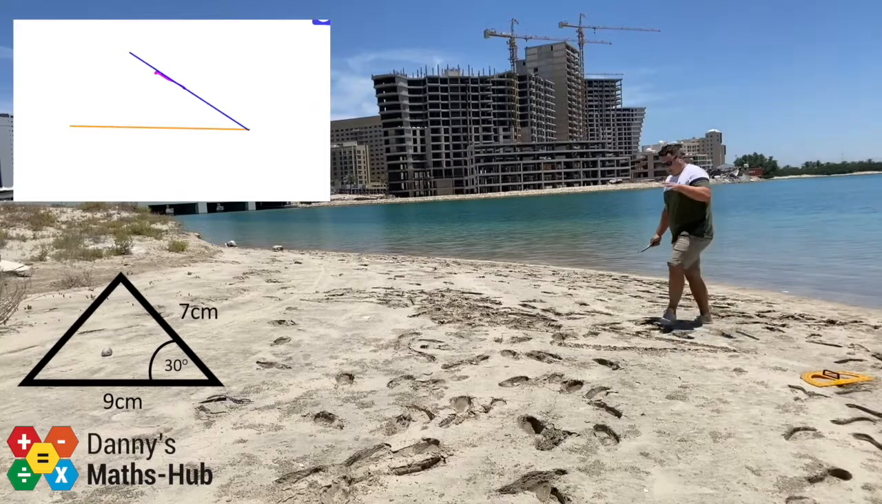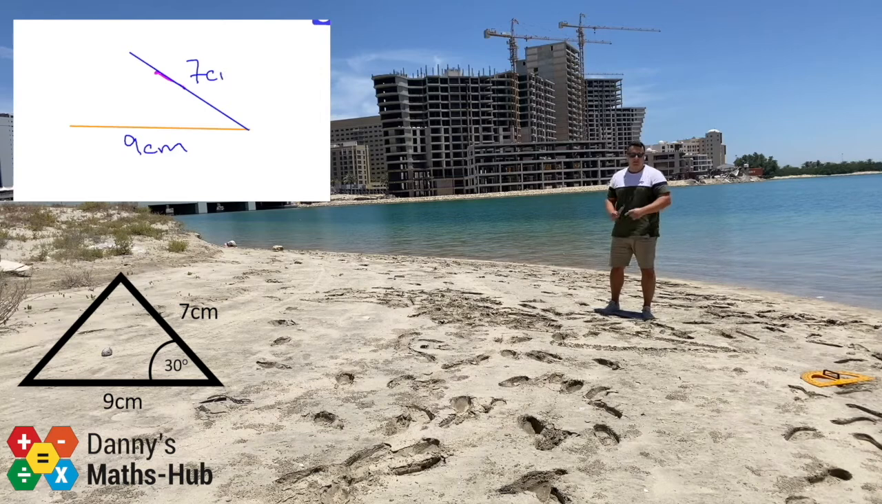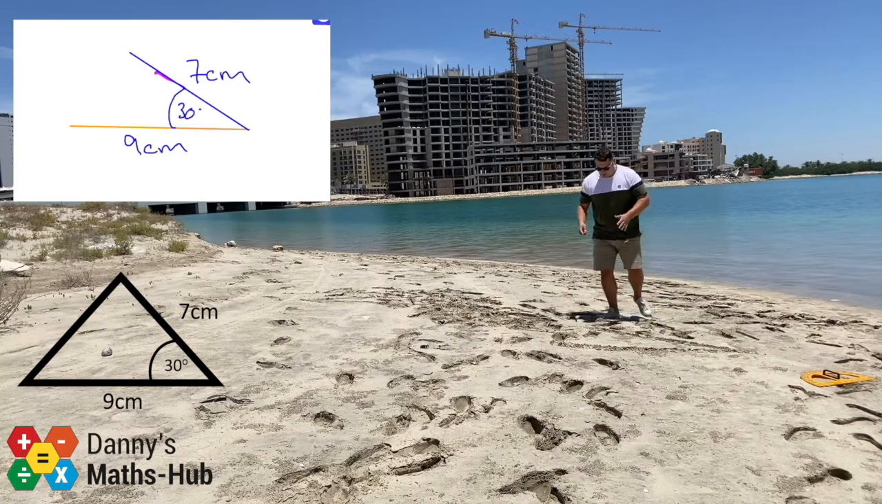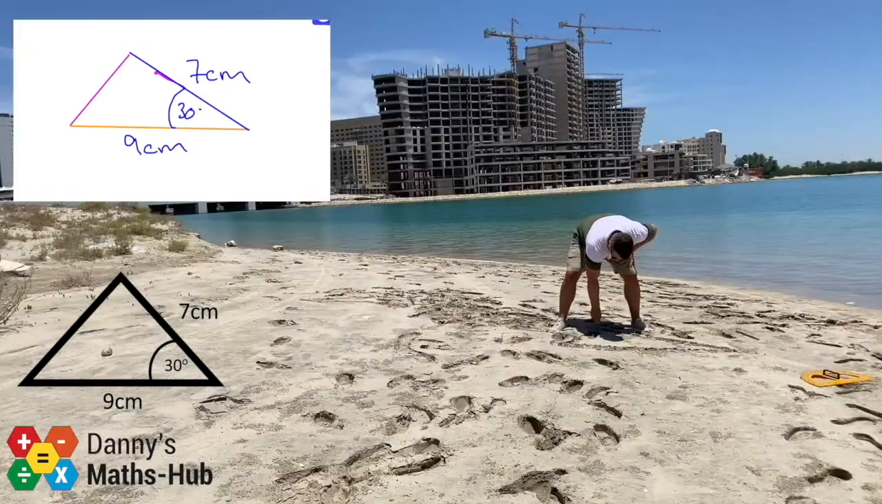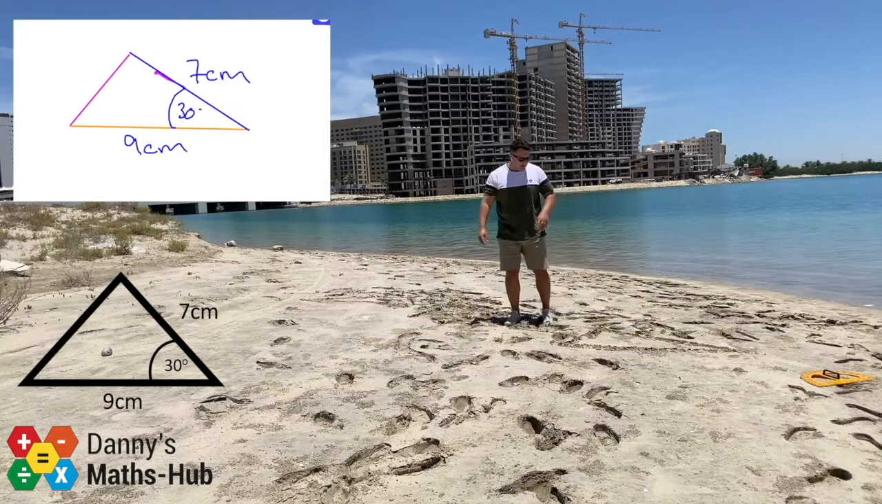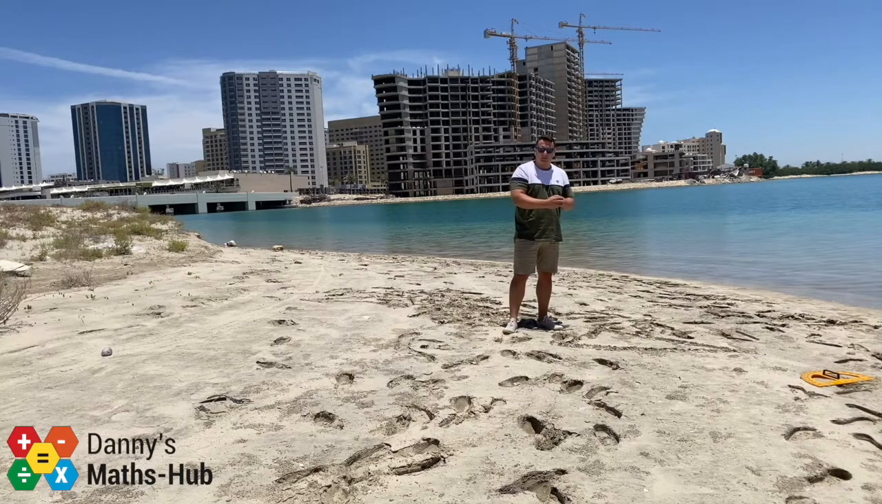Once I've done that, I have the base, I have the correct angle in between the lines, and I have my 7 centimeter length. However, this is not a triangle yet, is it? To make it a triangle, I need to connect these 2 points up. I now have my triangle, just like I did over here. Label the sides and the angles I know, and then you're done.